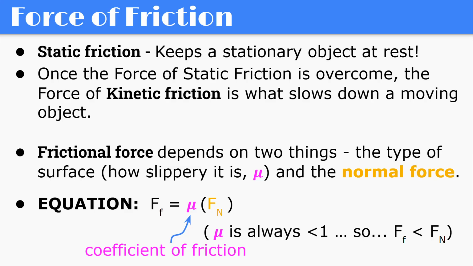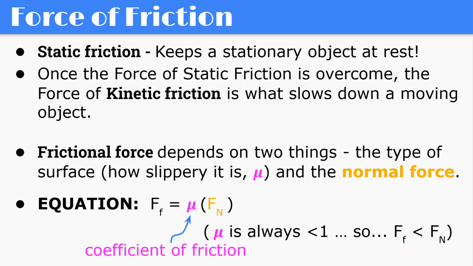But once you overcome that, then you have kinetic friction. Kinetic friction slows down moving objects. Okay, so if you have an object that's moving, like you pushed your book across the table a minute ago, then that was kinetic friction bringing it to rest. Frictional force depends on two things. Again, how slippery that surface is or how smooth it is. That is described by mu, that letter that was in the equation a minute ago. It's a Greek letter. And the normal force.